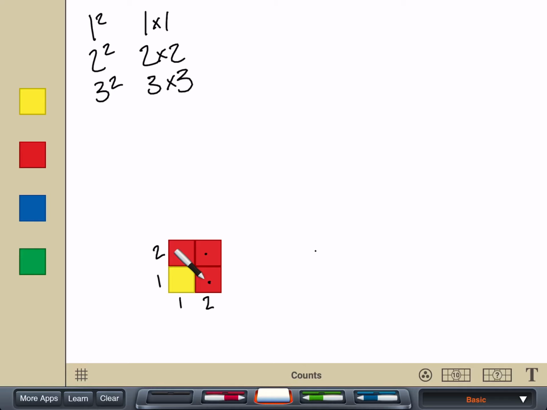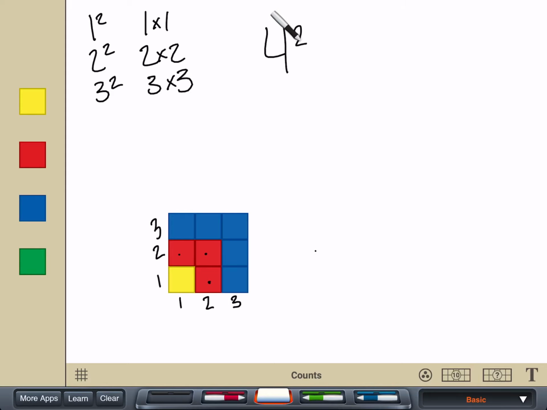All right, 3 times 3. 1, 2, 3, 1, 2, 3, 1, 2, 3. Okay, let's make sure. 1, 2, 3, and 1, 2, 3. Okay, so what do you guys think would come next? Which number would we be doing? 4 squared next? Or would we be doing 8 squared next? So I'm going to give you a couple seconds to think about it, and I want you to point to which one we should add next. We just finished 3.